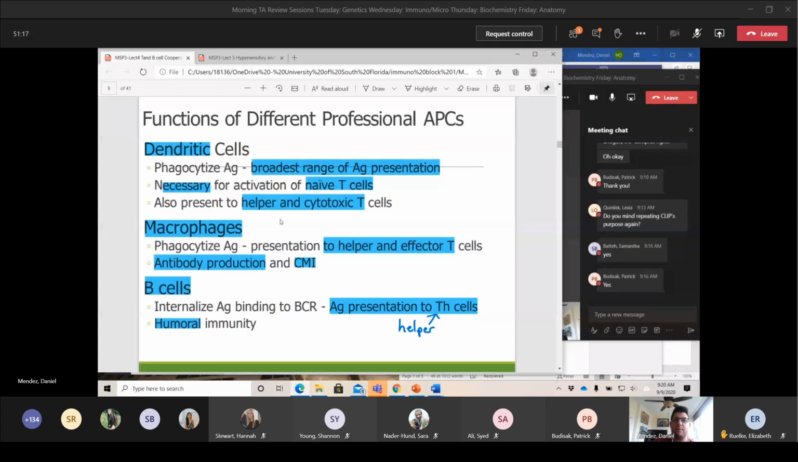So here are three major APCs. Even though we said dendritic cells are the ones that mainly present, we do have others. So our macrophages, we've talked about this, and our B cells, we've talked about that. The B cells we know are going to work with TH cells, so helper, so CD4 cells, and this is going to create our humoral immunity, so our antibody-based immunity. Macrophages will help with antibody production and the cell-mediated immune response, so they can do both. So macrophages are involved in both B cell and T cell responses. And then dendritic cells can present either to helper, so CD4, or CD8 T cells.